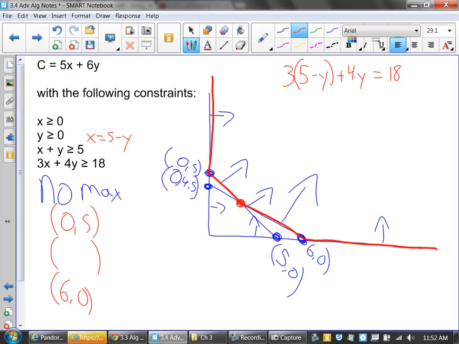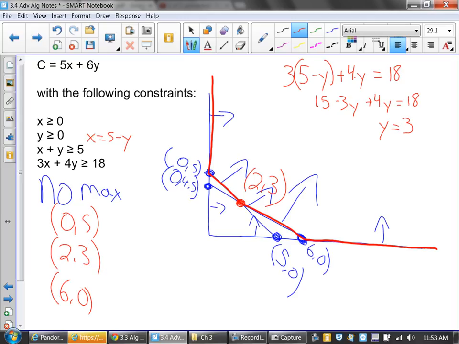Remember, when I'm solving the systems part of these, where these two lines intersect, I don't care about the inequality symbols anymore. I'm just using equality, because I'm just solving where they run into each other, not worried about any shading or anything like that. So I have 15 minus 3y plus 4y is 18. Y is 3. If y is 3, what's x? 2. Very good. There's that other point.